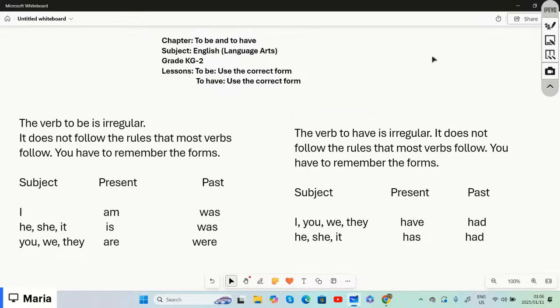All right. So when it comes to to be and to have, and us using the regular form of to be and the regular form of to have, the verb is irregular, meaning that we're not just saying add ed, or add whatever, in order to show that the verb is regular. The verb is irregular when it comes to to be and to have, meaning that it does not follow any rules that most of the verbs follow.